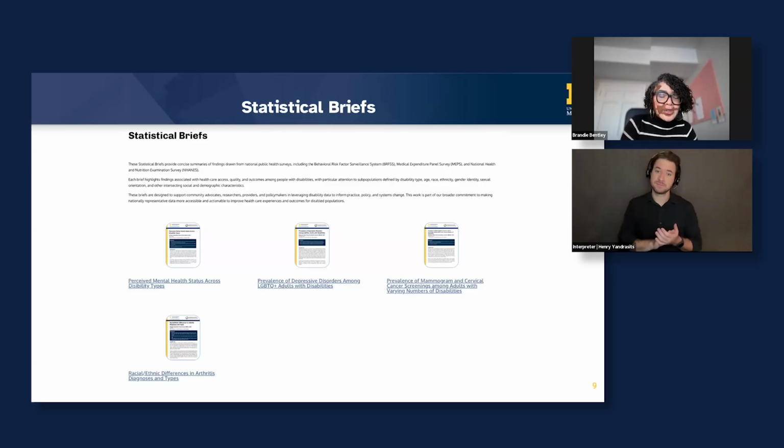And so depending on student interests, we've had students explore mental health status across disability types, the prevalence of depressive disorders among LGBTQ adults with disabilities, the prevalence of mammogram and cervical cancer screenings among adults with different numbers of disabilities. And we've also had a brief on racial ethnic differences in arthritis diagnoses and types. So this is a really great learning opportunity for our student researchers who are interested in diving deeper on specific topics related to their interest, and they're able to put out a few page brief talking more about those data and results.